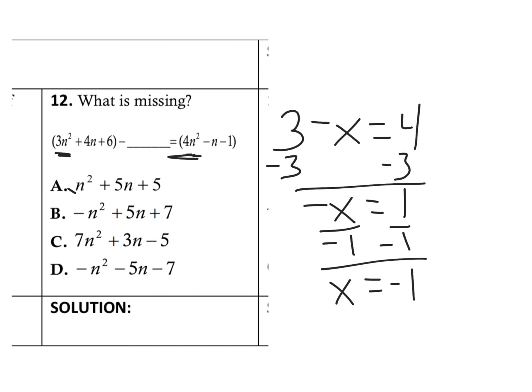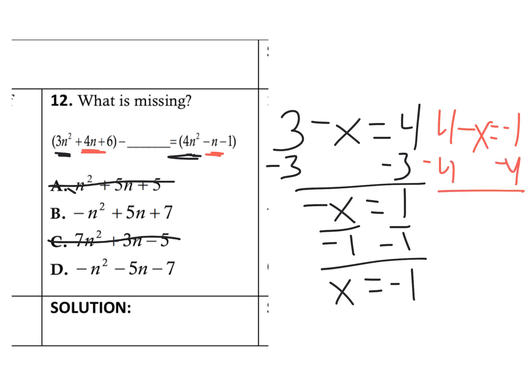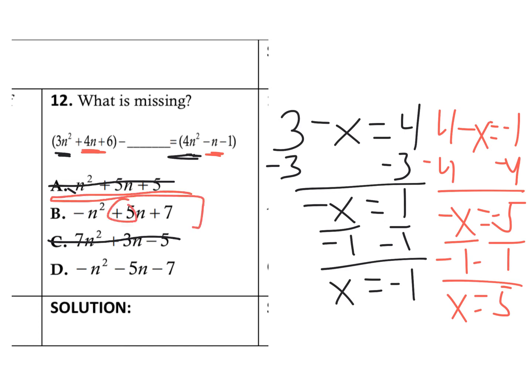So right away that eliminates A and C. So B and D are the two negative ones. So then I'm looking at what is going to be 4 minus something is negative 1. So again, I'm just thinking about what would I take away from 4 to get negative 1. And it would be a positive 5. So the answer has to be B.